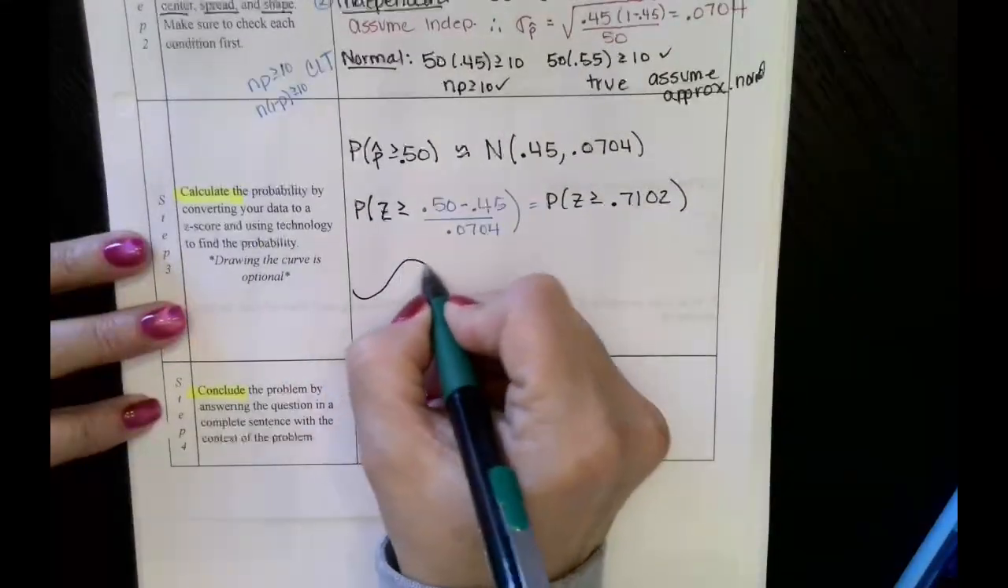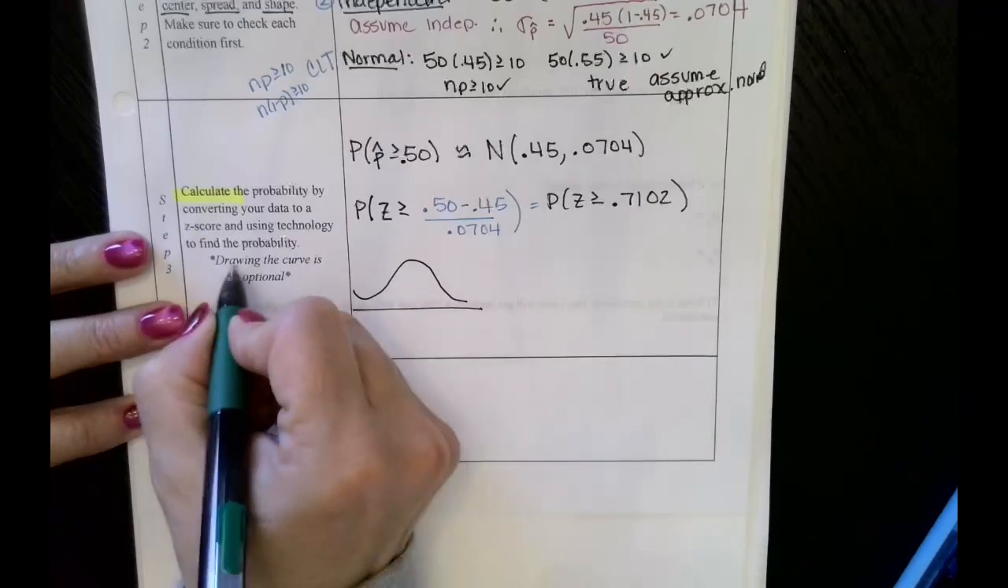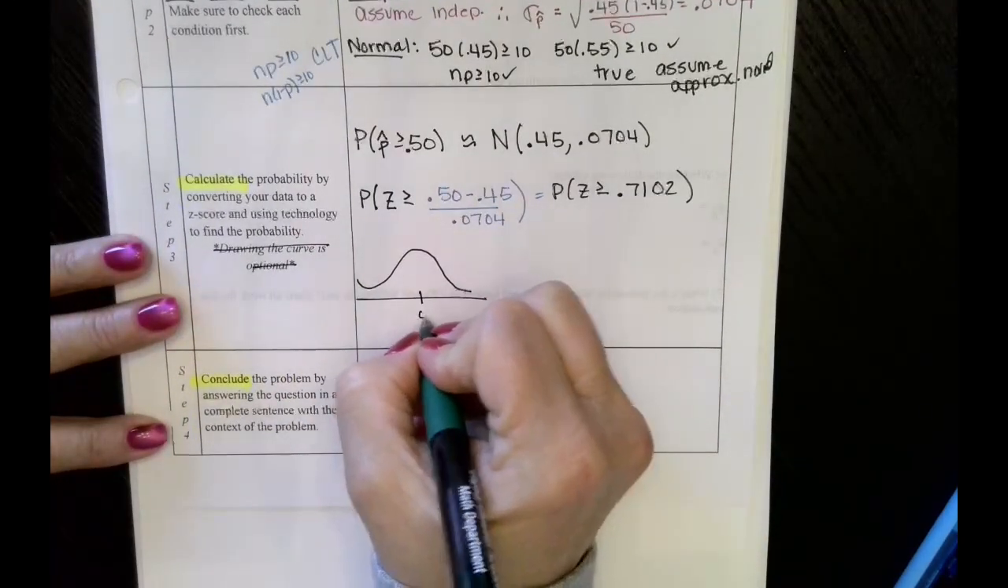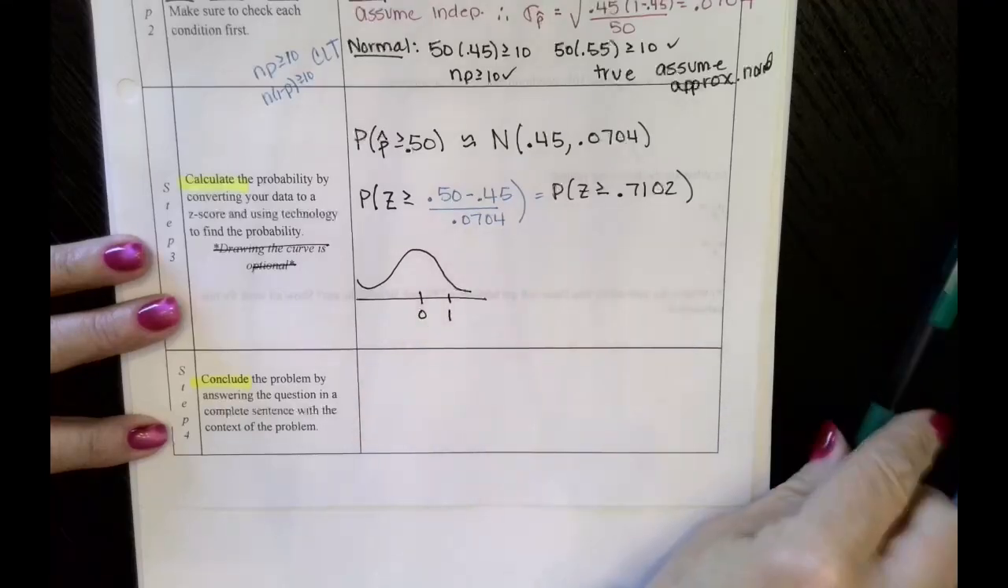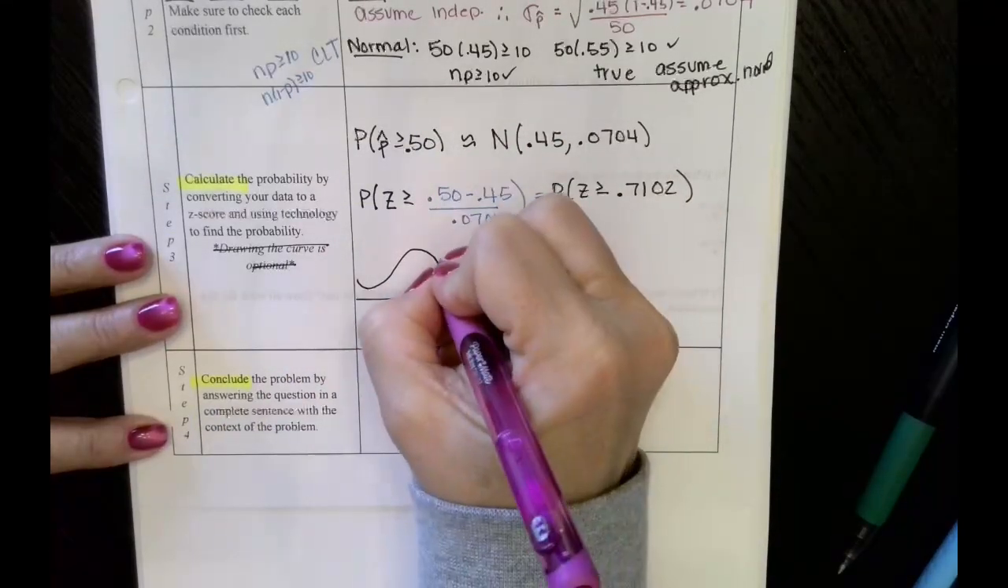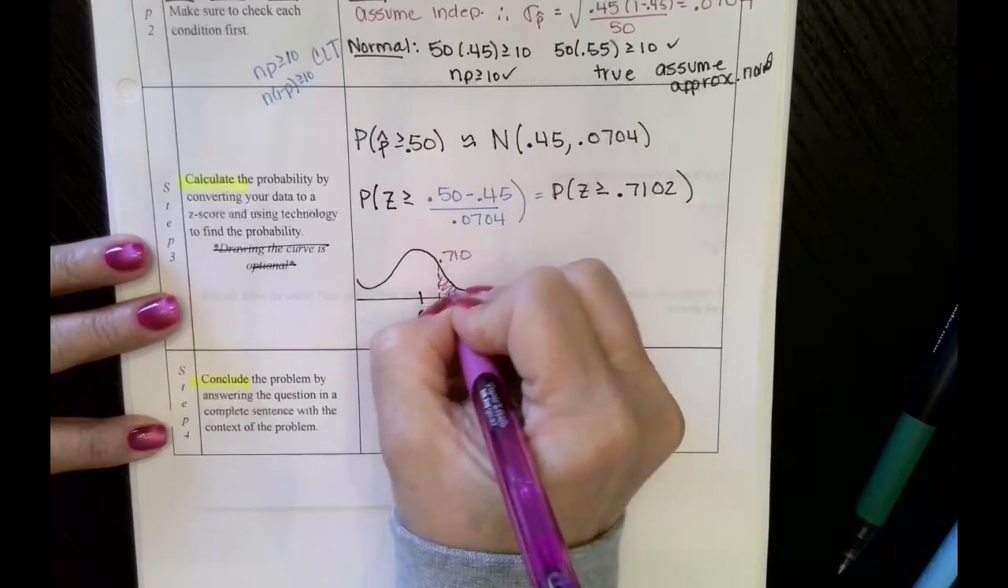All right, I'm going to go ahead and draw this. I know this says that drawing the curve is optional, but that's not the case. You need to draw this curve. So this is 0, this is 1. What I want to know is this value right here, which is 0.710 and greater.